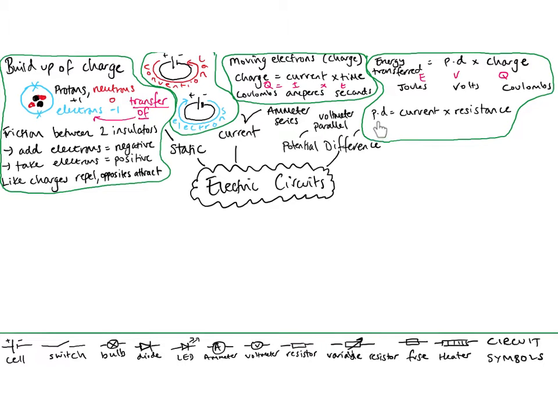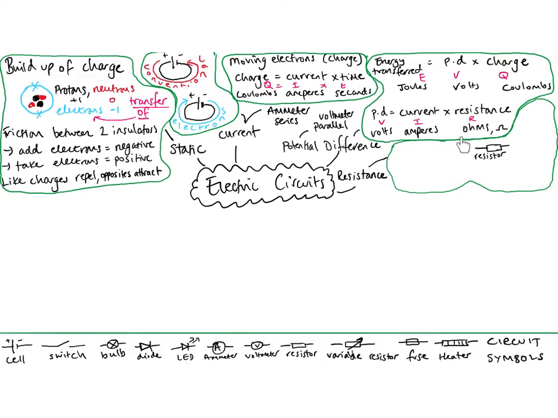The second equation is potential difference equals current times resistance, so V equals I times R, and this is linked to Ohm's law. PD is measured in volts, current in amperes or amps, and resistance in ohms or omega. So V equals IR, or volts is directly proportional to current as long as temperature remains the same, and that's Ohm's law, and we'll see more on that when we look at the graph shortly.